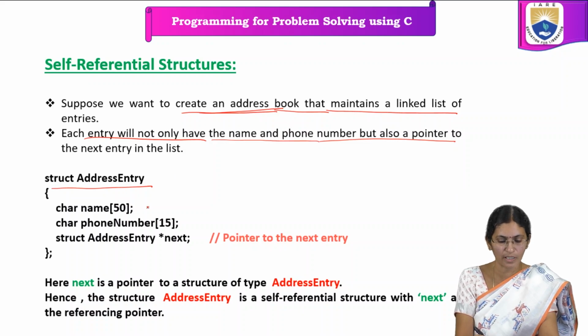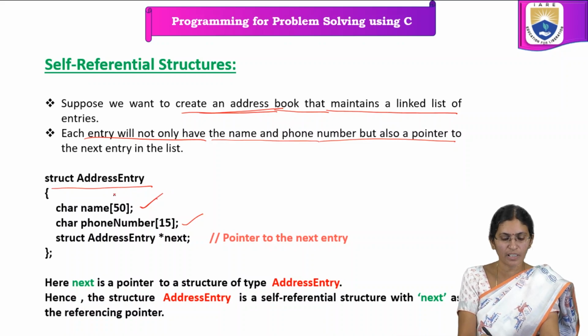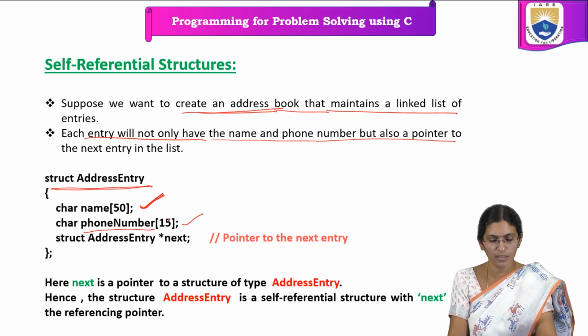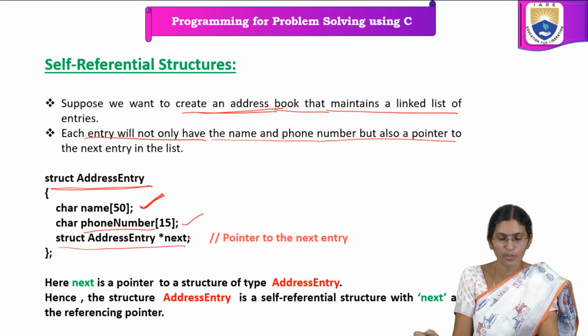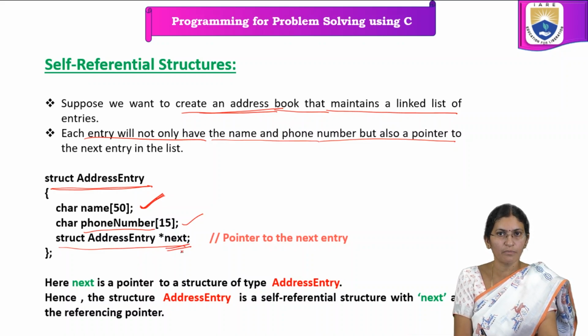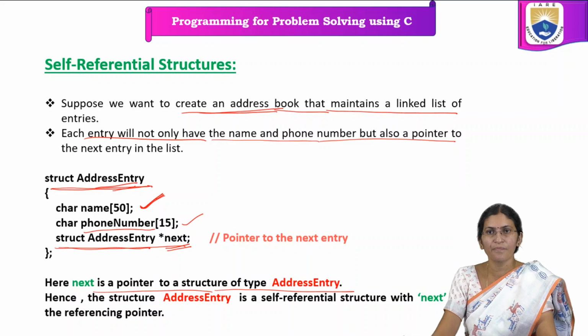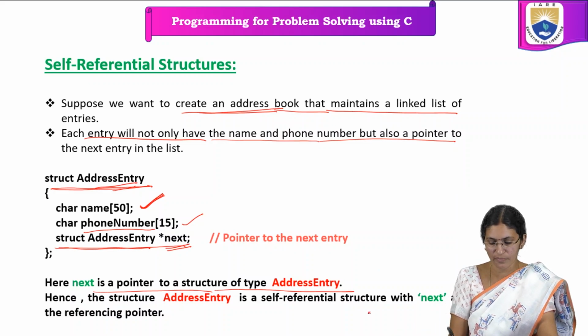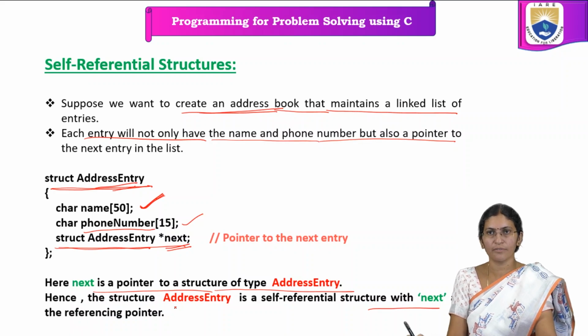Suppose we want to store two values here. First is the name. These are the two members. So each variable of this data type will have two members: first the name, then the phone number. In addition to that, it will also contain a pointer. This is a pointer variable which is pointing to the data type of struct address entry. So this is pointing to the same data type. Here next is a pointer to a structure of type address entry. So structure address entry is a self-referential structure with next as the referencing pointer.